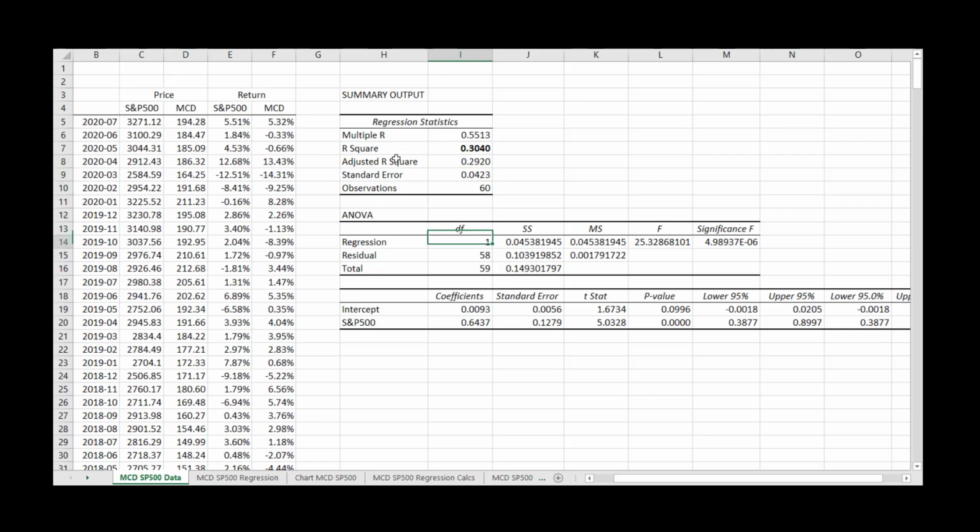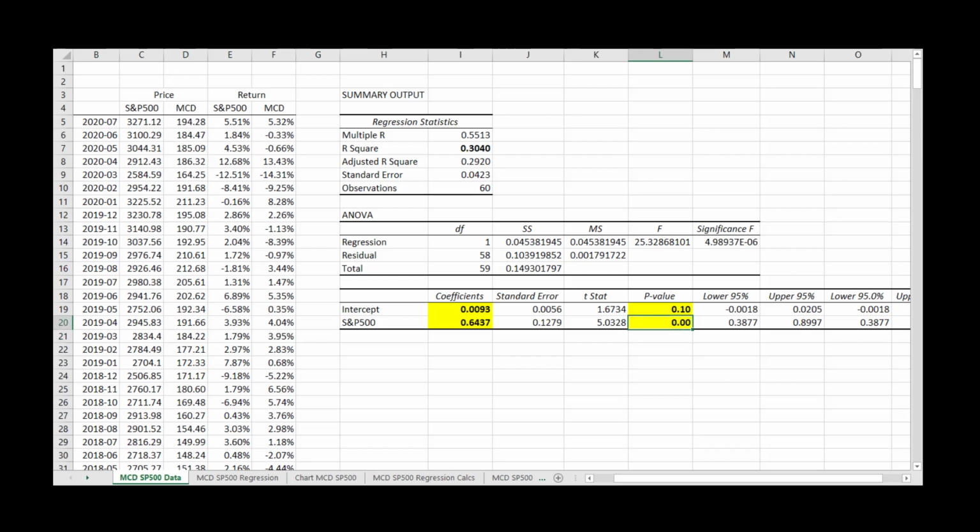Down here, I have my actual coefficients. These are the values that I've computed. Intercept, this is my alpha. Since I have only a single variable, this is going to be the beta for that single variable. It's going to be the beta for the S&P 500. And so I get a beta of 0.6437. For now, we're going to look at the p-values. I can look at the p-values for these two, and I can see that the p-value for the beta is 0.